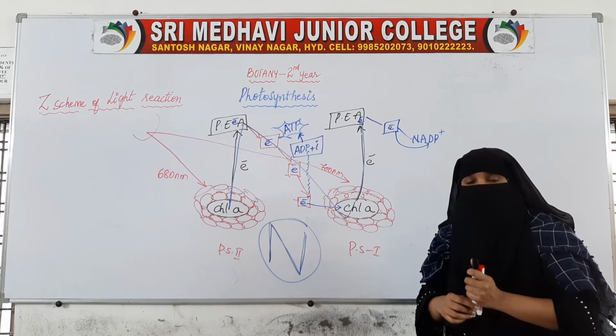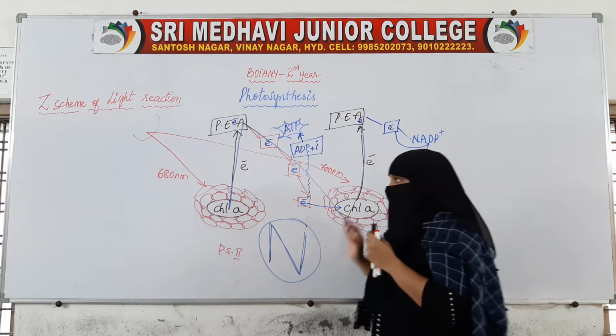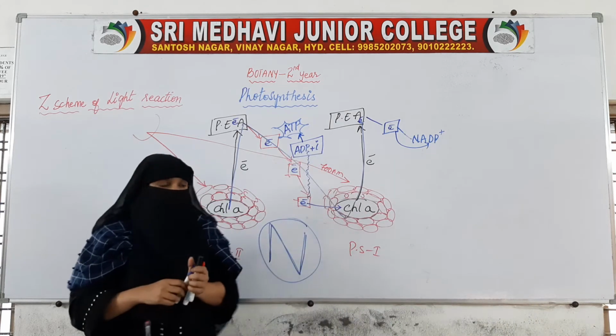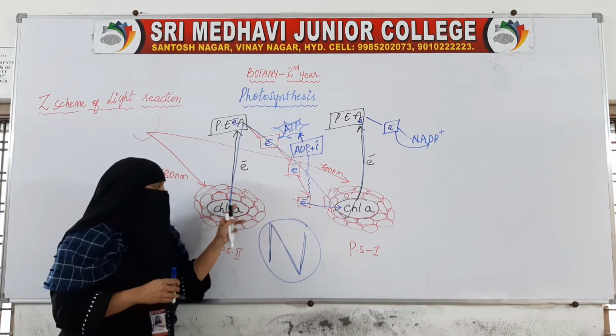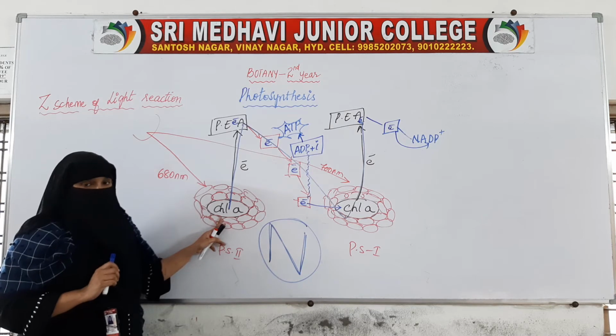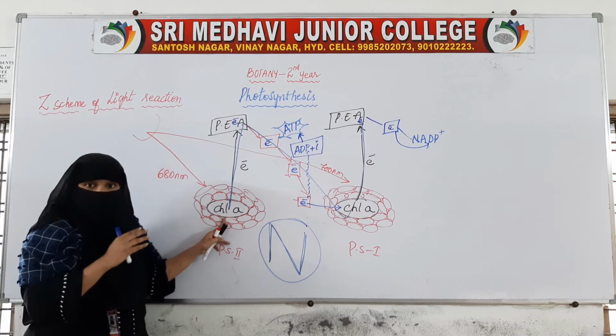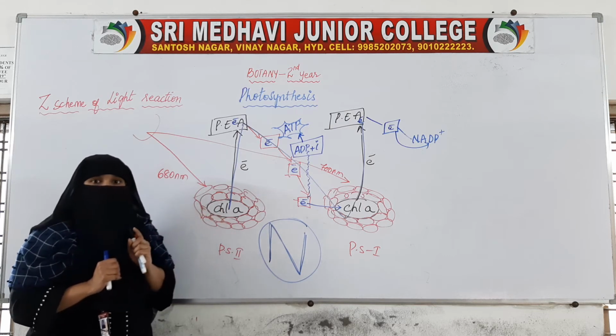What is it called? Z scheme of light reaction. Now coming to this one, this chlorophyll has lost its electron. It cannot remain like this without an electron for a long time. It needs its electron back.